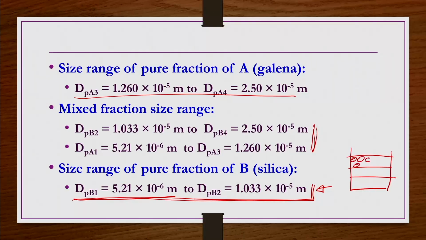So, in this range you may have dP1, dP2, dP3, dP4. So, at the bottom, particles whose size range is between dP3 to dP4 of A type will form a pure A fraction, and then particles whose size range is dP1 to dP2 of B type form a pure fraction at the top, and in between we can have mixed fractions.